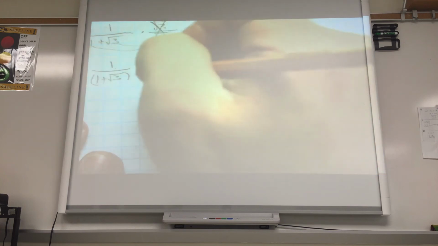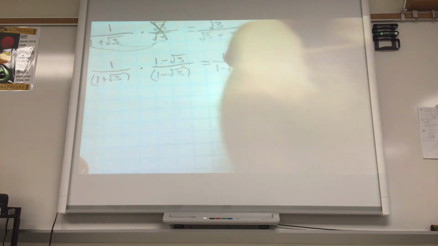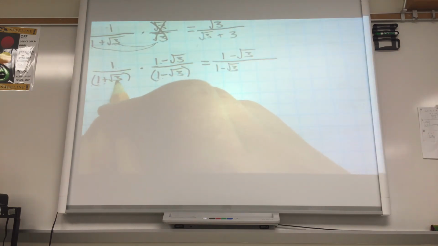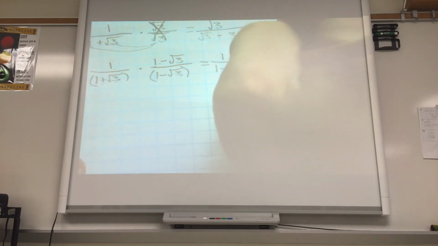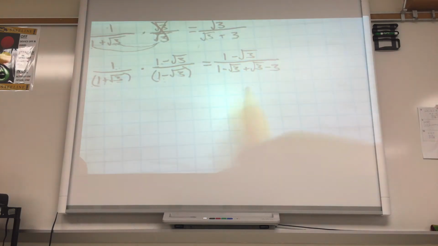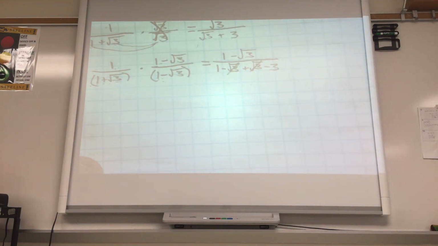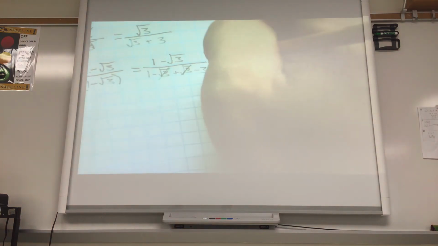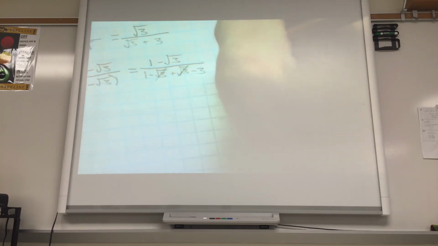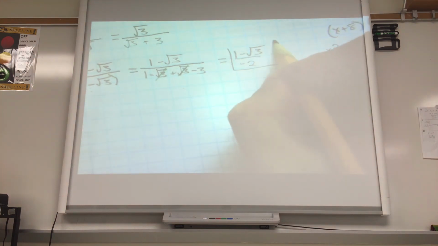So keep in mind, we have to distribute. So 1 times 1 is 1. 1 times negative square root of 3 is negative square root of 3. Positive square root of 3 times 1 is positive square root of 3. Square root of 3 times negative square root of 3 is negative 3. Now, what's interesting, and the relationship between this and difference of squares, is that this cancels with that. And that's what you're hoping for. So in the denominator, you have 1 minus 3. So you have a negative 2 in the denominator, and on top you have 1 minus square root of 3. And you've gotten rid of your radical from the denominator.